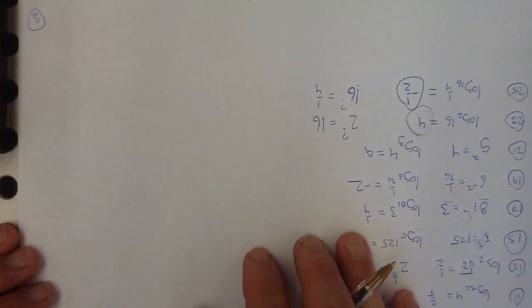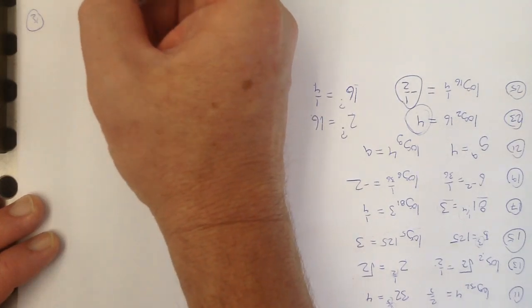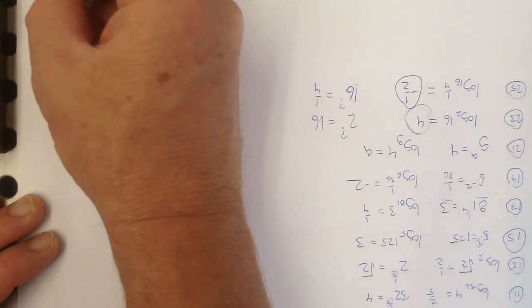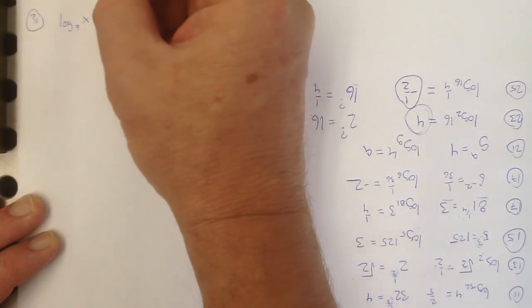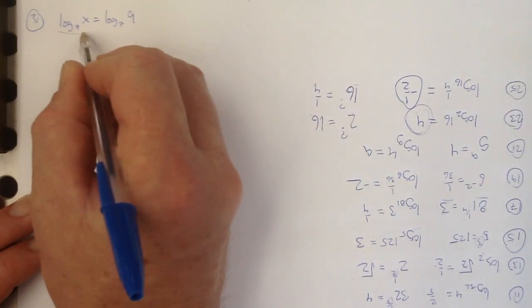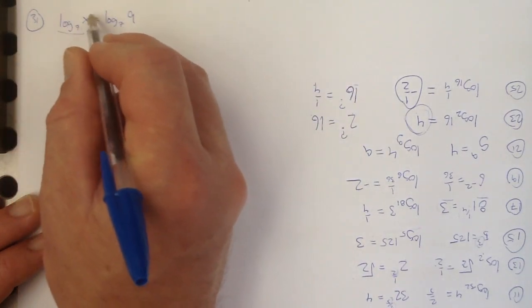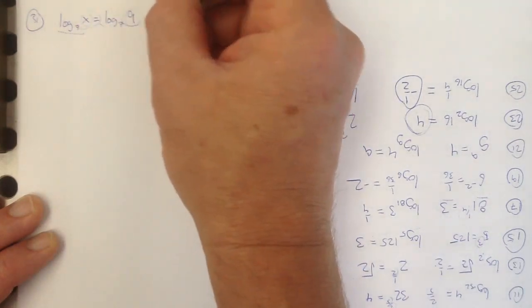Number 31. We are solving, we're just using some of the basic properties of logarithms. There's more properties coming in the next section. But if you have log base 7 of something equals log base 7 of something, those things have to be equal, so x is 9.